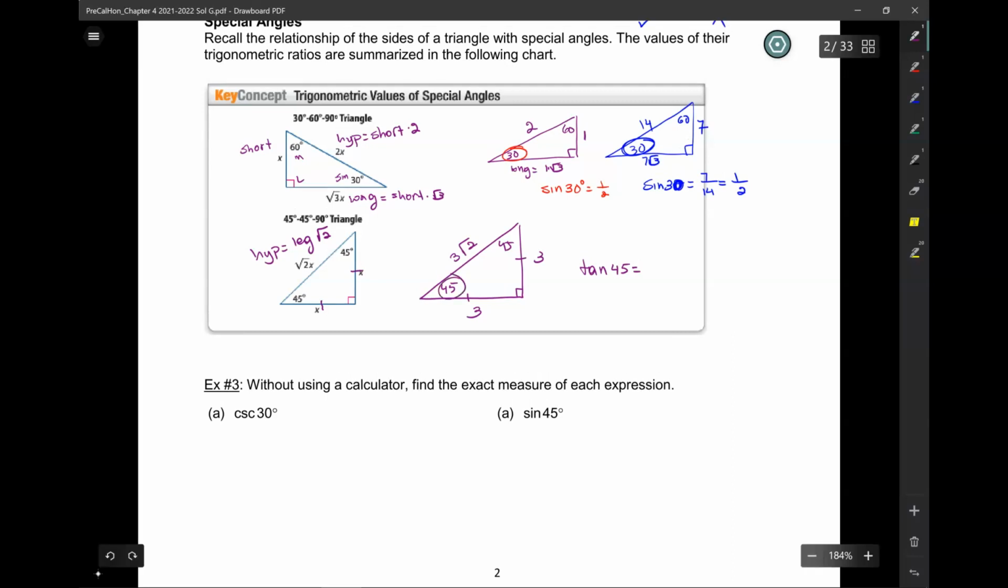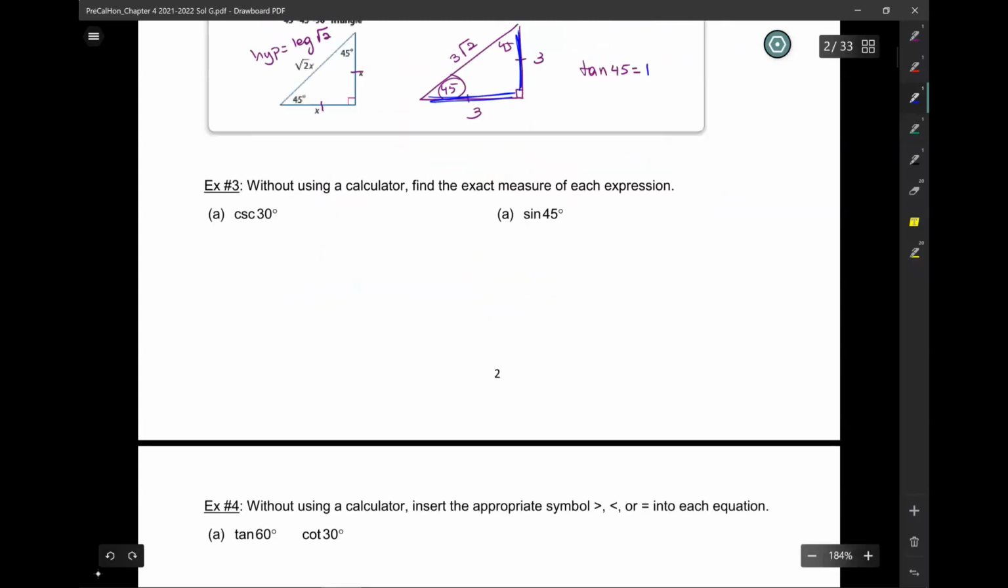Opposite over adjacent. So if it's opposite over adjacent, what's the ratio? 1-to-1. So tangent of 45 is always 1, right? So that's one thing that if I was walking down the street and somebody taps me on the shoulder and asks, what's tangent of 45? I'm like, 1-to-1 ratio, right? The legs are 1-to-1, okay? So that you need to know.